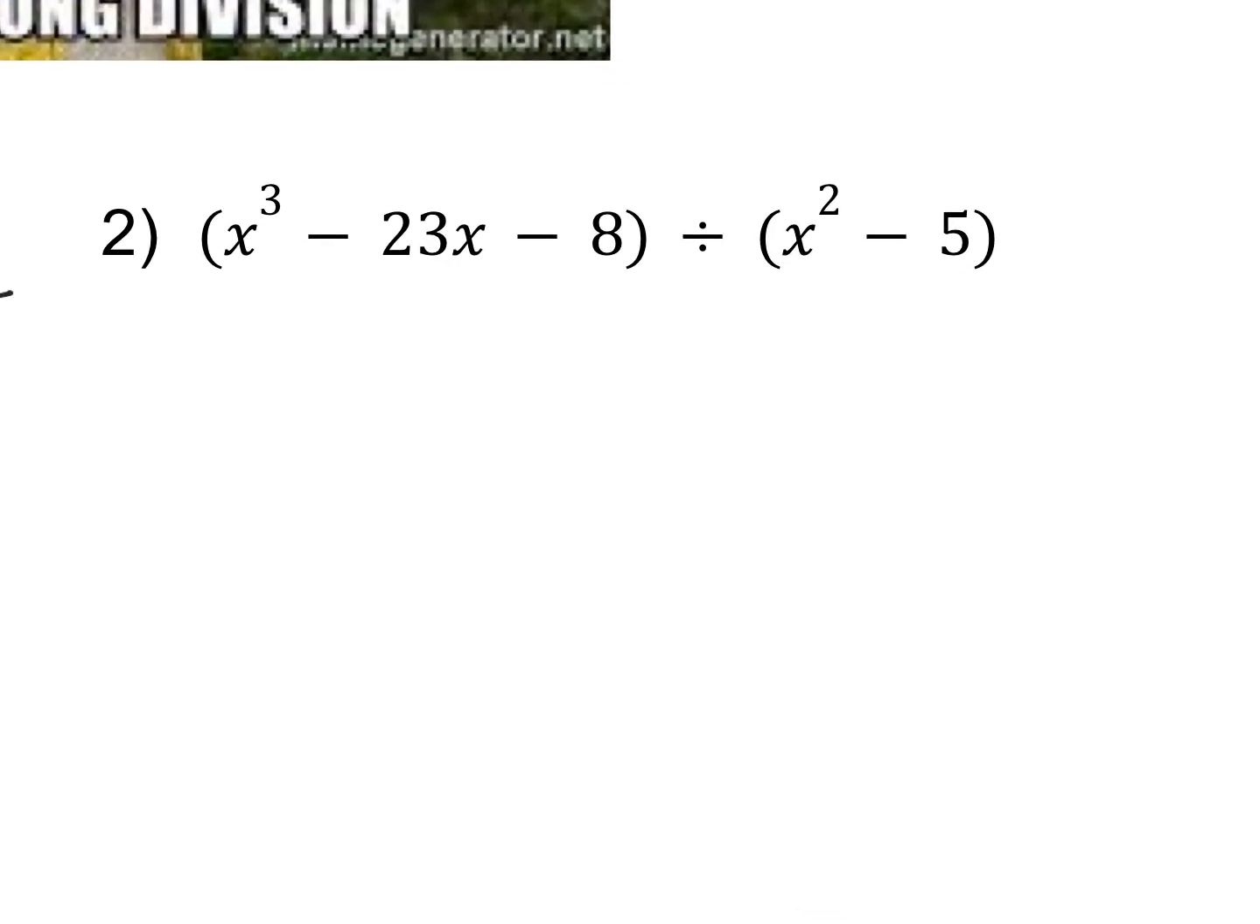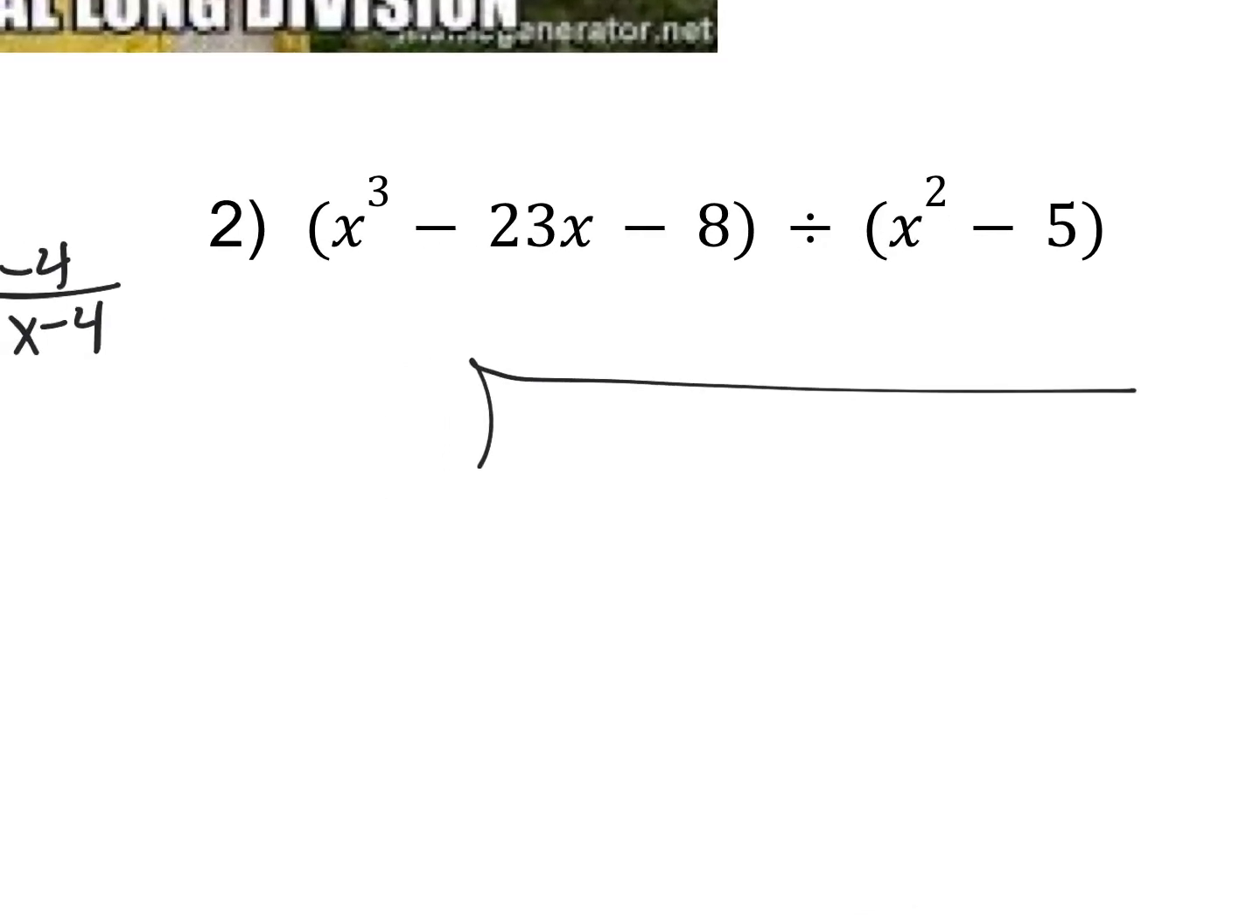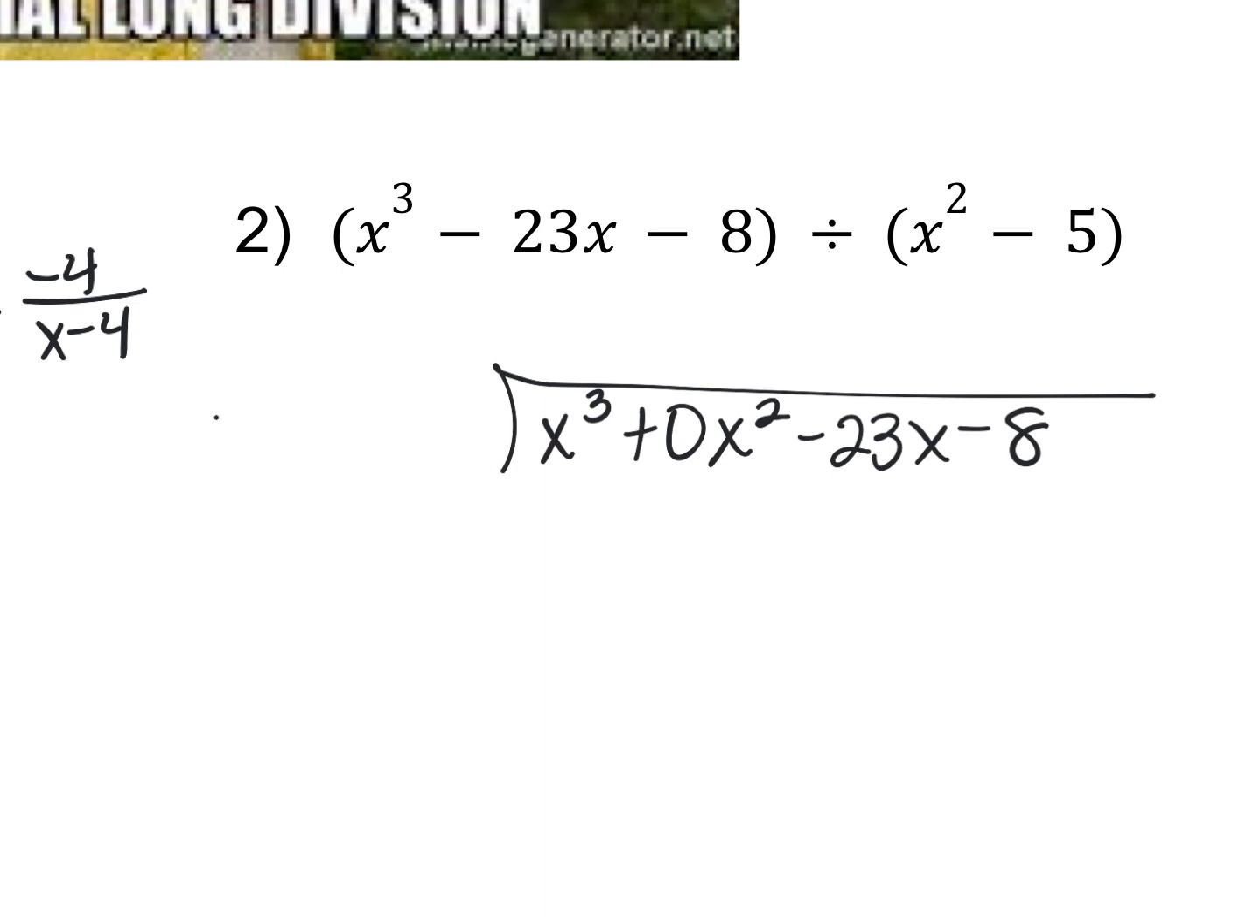Okay, let's do this one. So there's a skip in this one. There's actually two skips. So the dividend has a skip at x squared. So I'm going to do plus 0x squared minus 23x minus 8. And your divisor also has a skip. So it'll be x squared plus 0x minus 5.